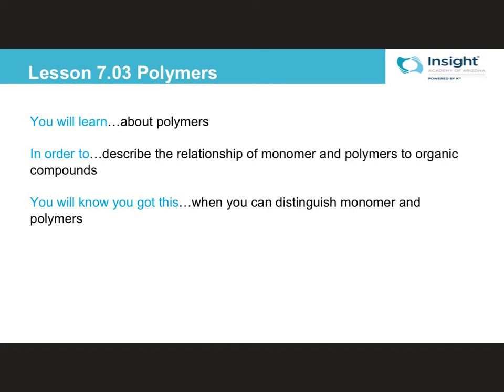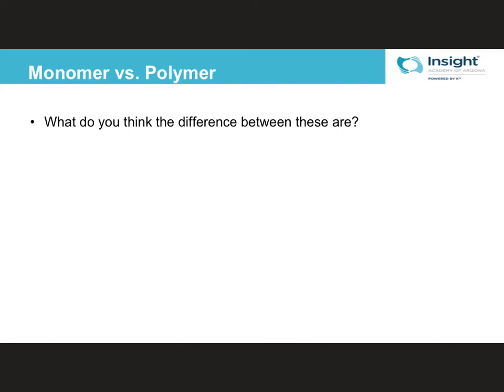All right, to continue our discussion of organic chemistry, we need to talk about polymers, because many organic compounds form polymers. So by the end of this, you will be able to tell me what the difference is between a monomer and a polymer and just some examples.